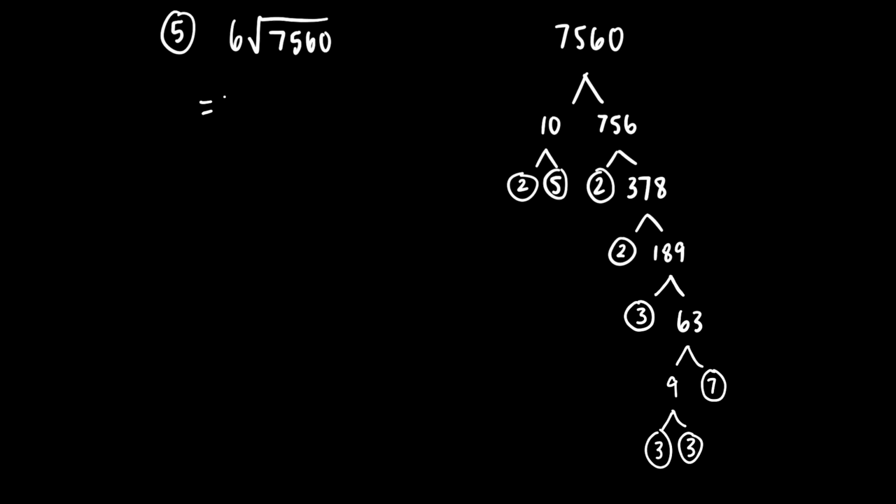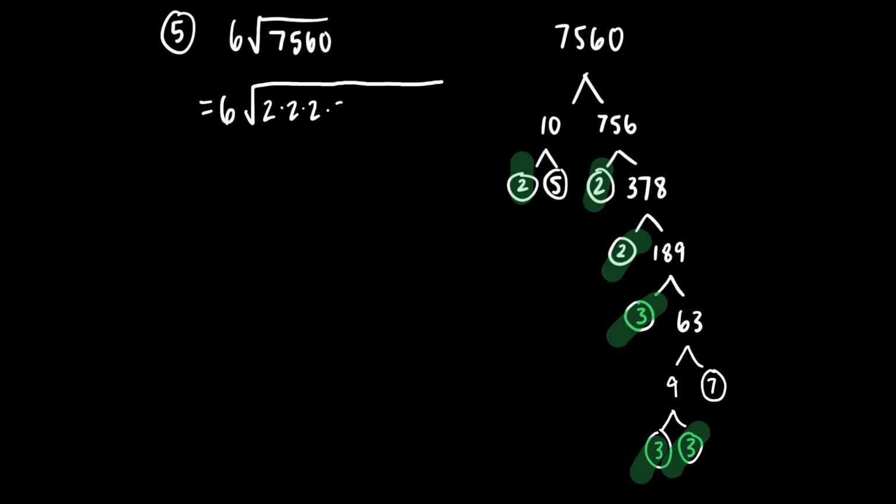Okay, so what we've got here is 6 times the square root of, and we're going to make a really long square root. Okay, let's just start out. So how many 2's do we have? We've got 1, 2, 3. So 3 2's. So 2 times 2 times 2. I saw some 3's. How many 3's do we have? 1, 2, 3. So 3 times 3 times 3. What else do we have here? We've got 5 and a 7. So we'll write those down. Times 5 times 7. All right.